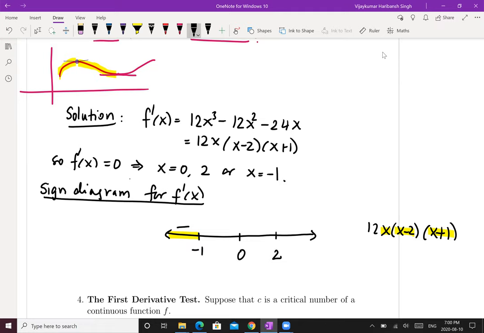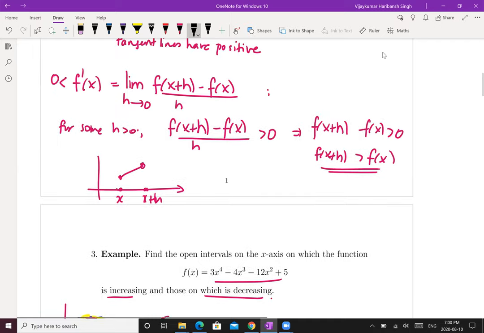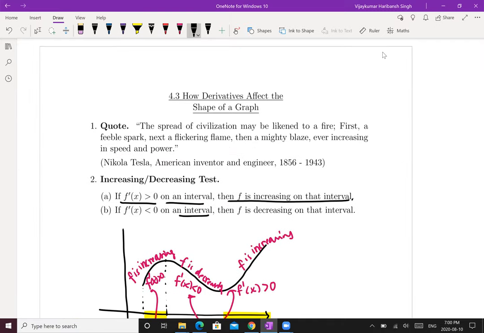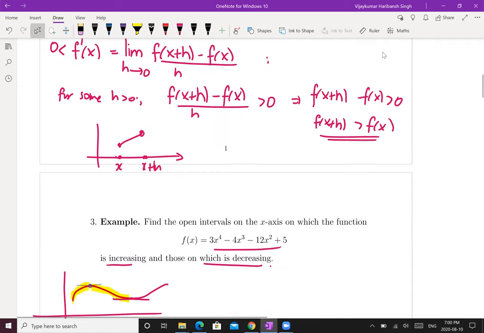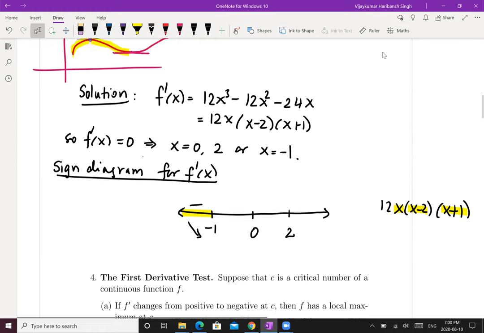That means the function is decreasing here. You don't need to find out the exact value. You just need to see what is the sign of derivative. Because we have already seen if the derivative is positive, the function is increasing, and if derivative is negative, the function is decreasing. So that's all we need to find out here for this part.